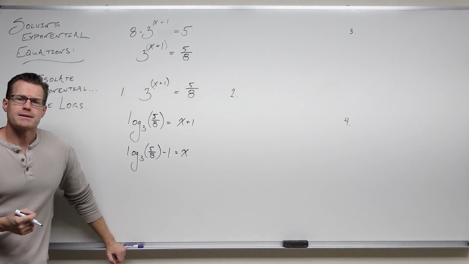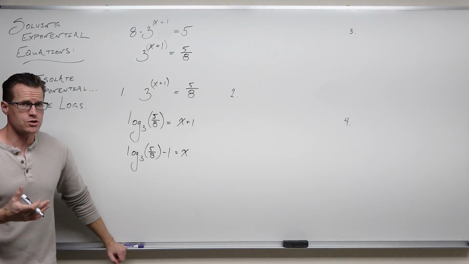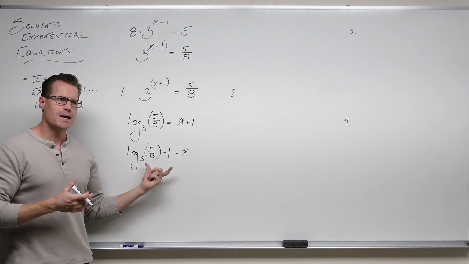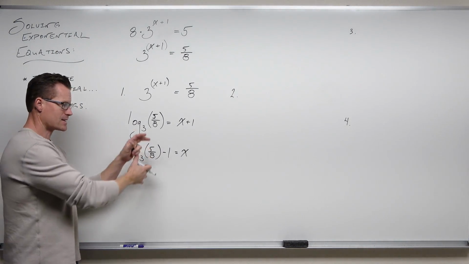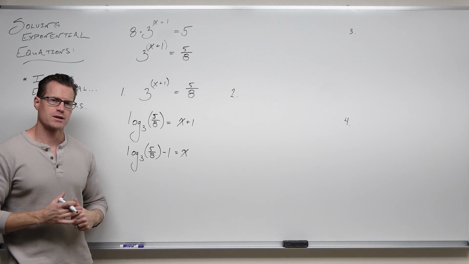We're done. That's as basic as this gets. That's as simple as we can write this solution. And it is a solution. This is what's called an exact solution. It is not an approximation. It has everything in there, if you will. If we wanted an approximation, you'd have to plug that into your calculator.